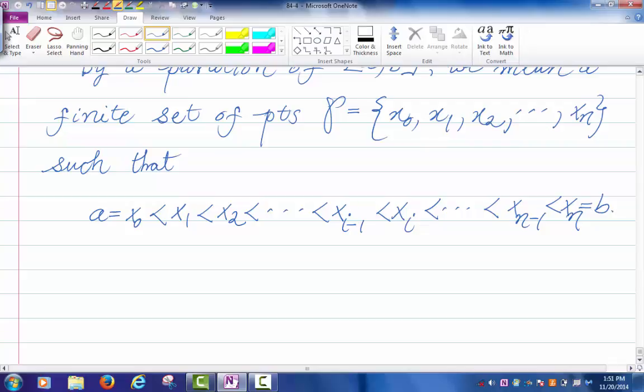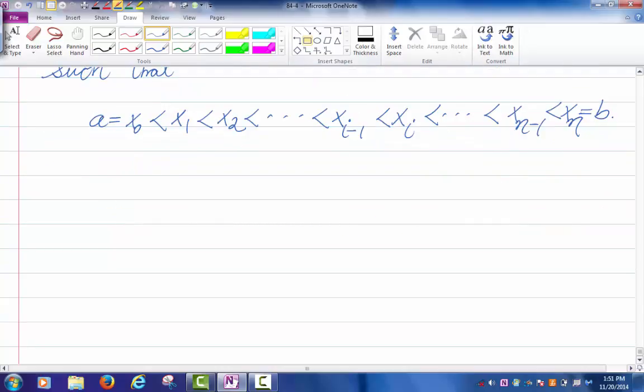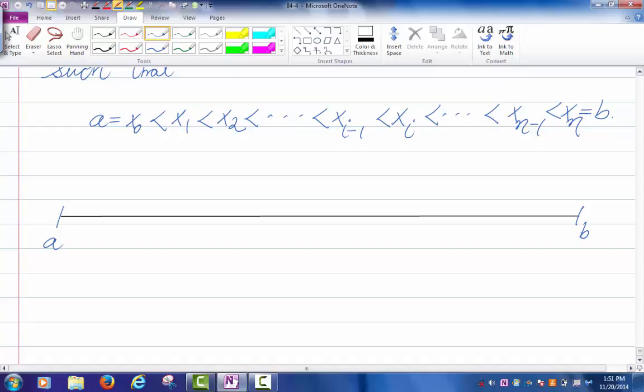Okay? So we are basically picking a finite number of points in that interval, including the end points of the interval. So a partition of the interval from A to B always includes the endpoints of the interval. So let's look at a picture of what a partition does. Let's say this represents the interval from A to B on the number line. So here's A and here is B.